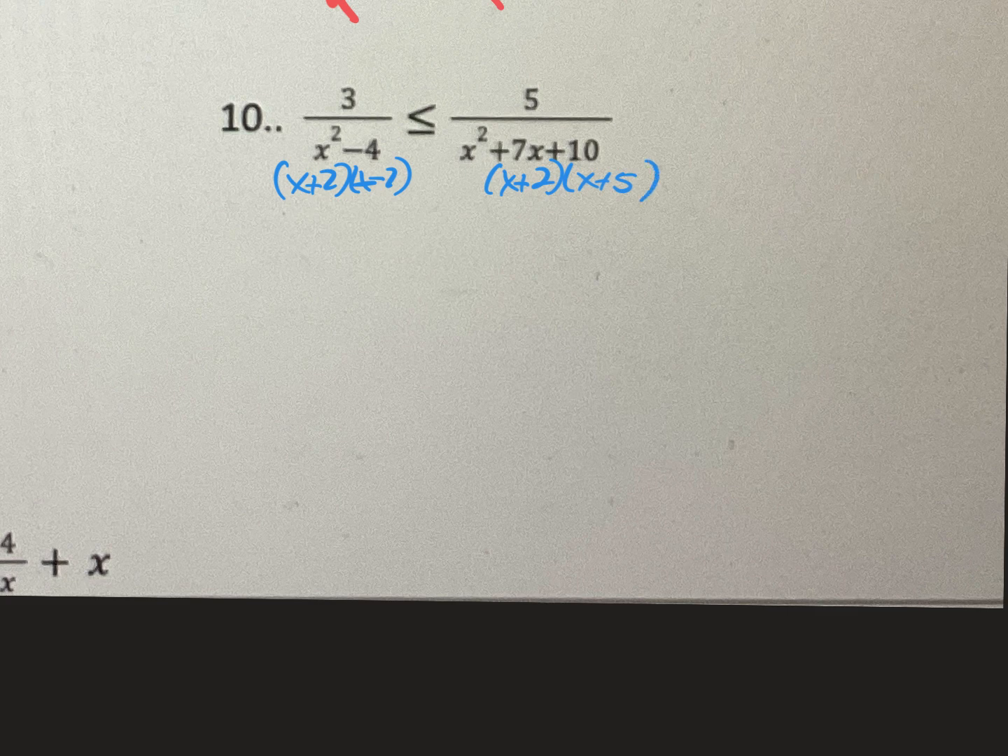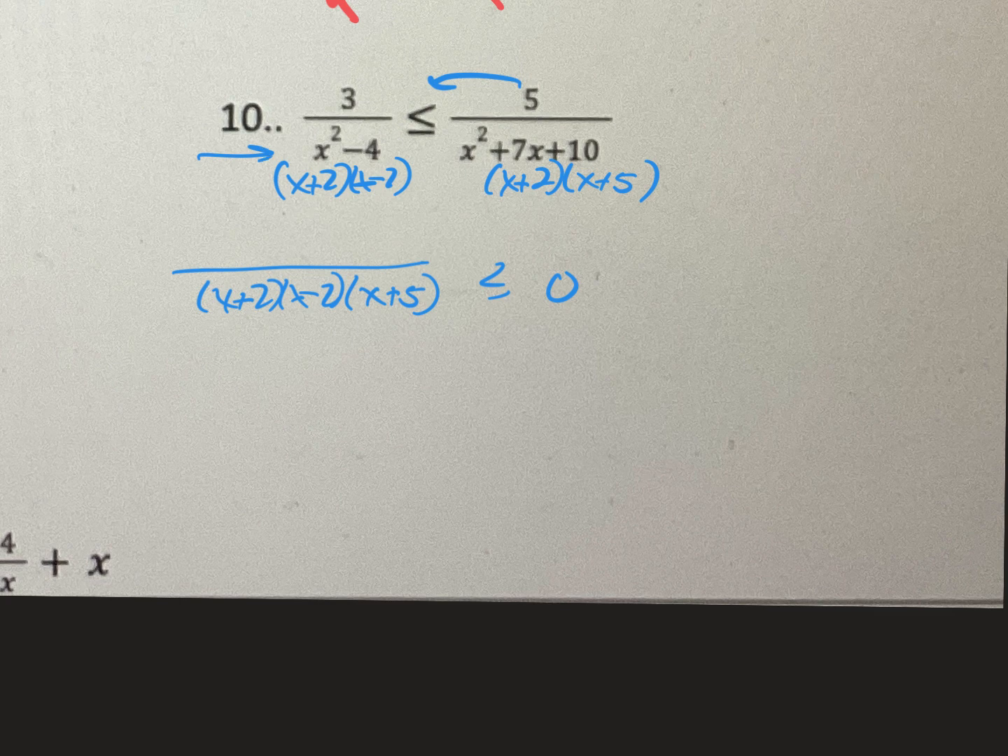So in this one, because the denominator is so big, let's just move them over and find the LCD. So the LCD is going to be all of them: x plus 2, x minus 2, and x plus 5. It's going to have all of them. I'm going to move this over, by the way. I'm doing two things at once.